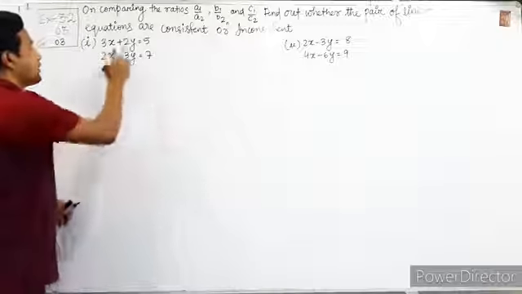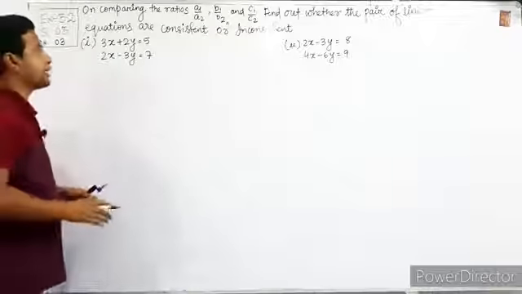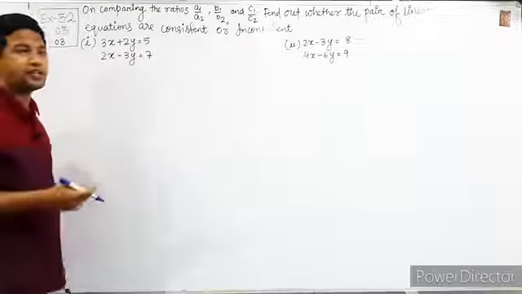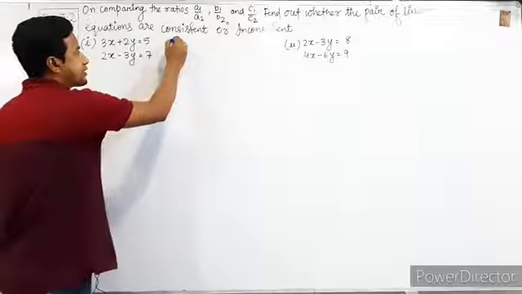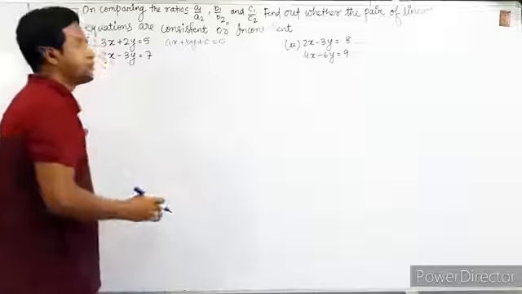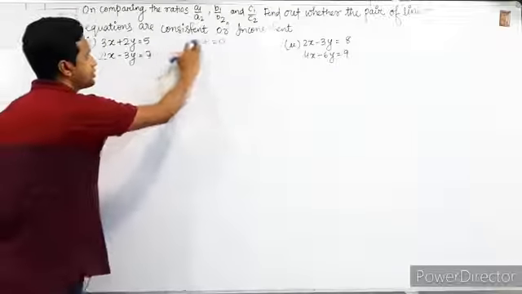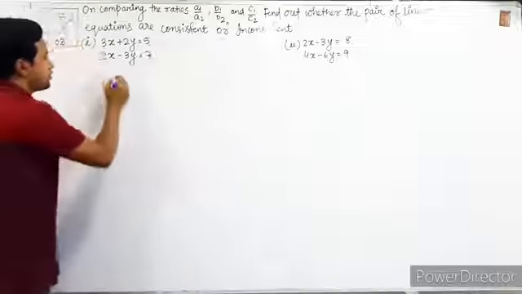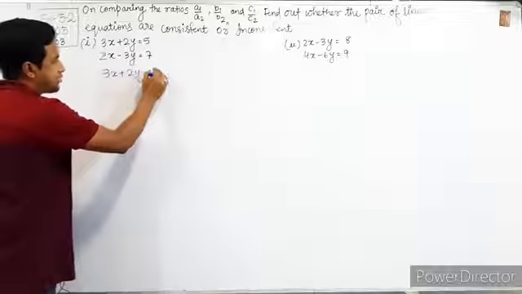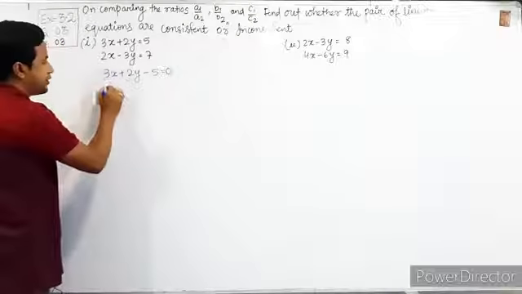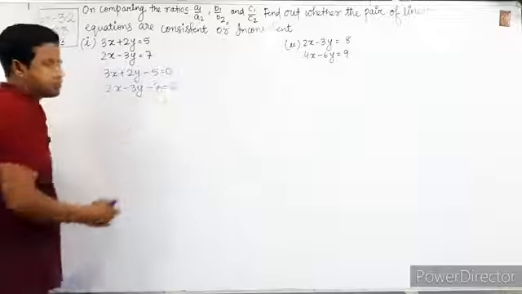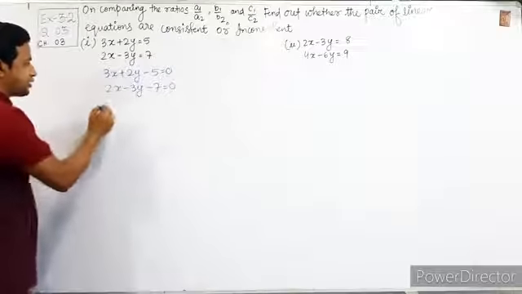See here, first of all we have to make this in the general form. You know the general form of a linear equation is ax plus by plus c is equal to 0. So we have to make it in the general form. It will be 3x plus 2y minus 5 is equal to 0. The second will be 2x minus 3y minus 7 is equal to 0. Now find out a1, a2.